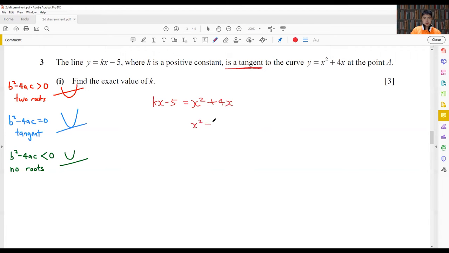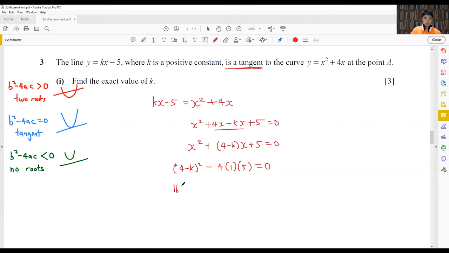x squared plus 4x first, then only minus kx plus 5 equals 0. Group up the x values here: x squared plus (4 minus k) x plus 5 equals 0. Now, use your discriminant formula one more time. b squared, which is here, (4 minus k) squared, minus 4a, which is 1, c, equals 0.